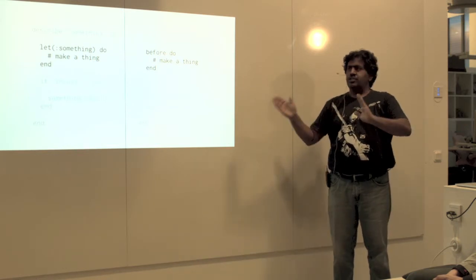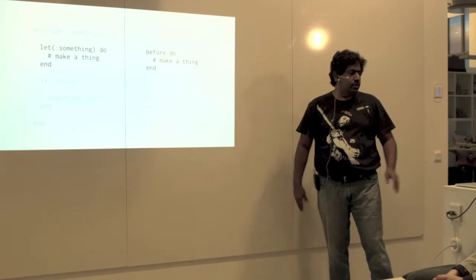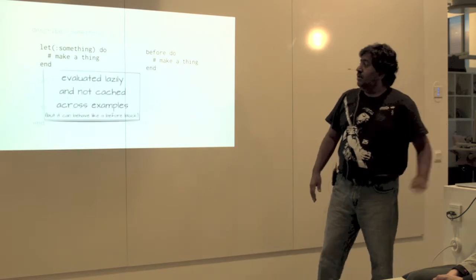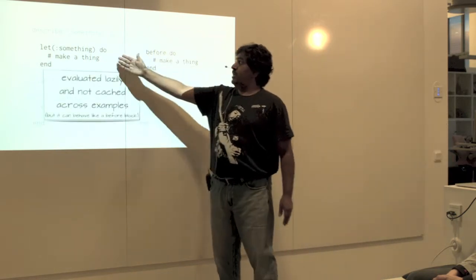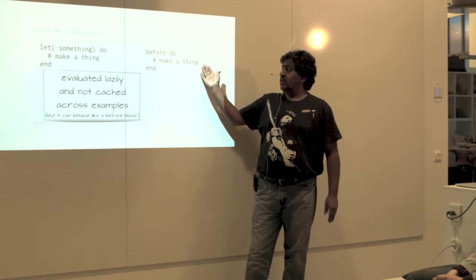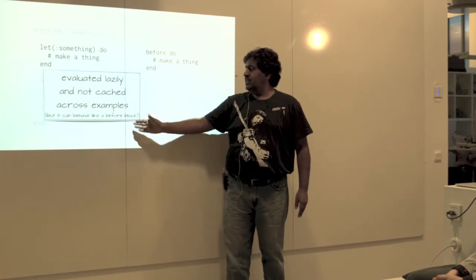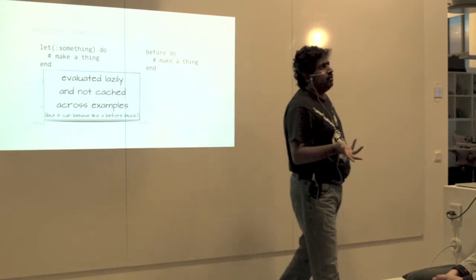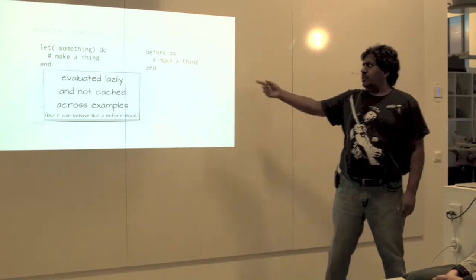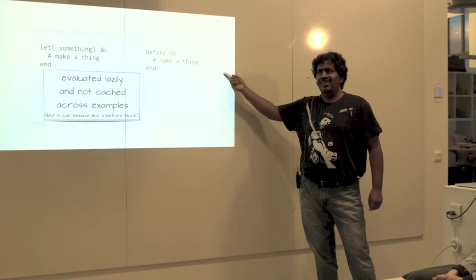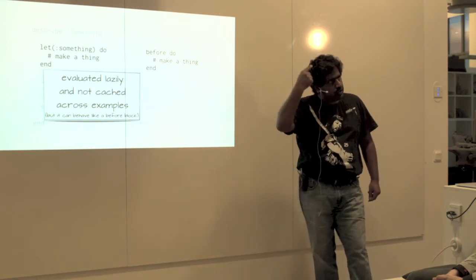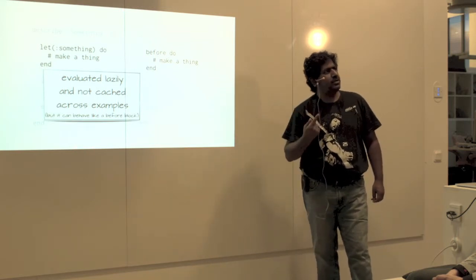Right? And it's just a version change, and a new keyword was introduced. And the thing is that almost every single time, let will act like before. But let is evaluated lazily, it's not cached across examples, so it can behave like that. But it is not before. So this is where we destroy conceptual integrity in the mind of the user.